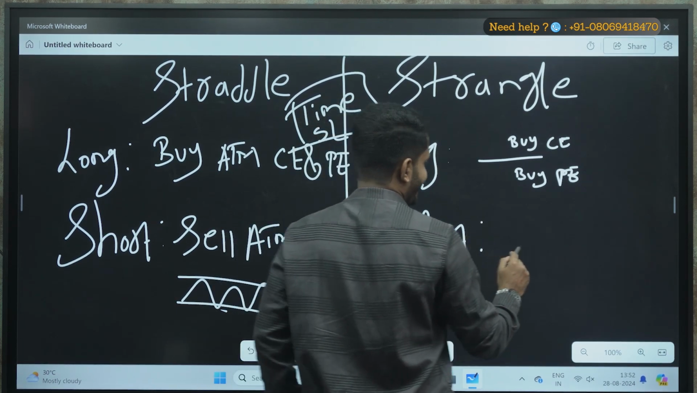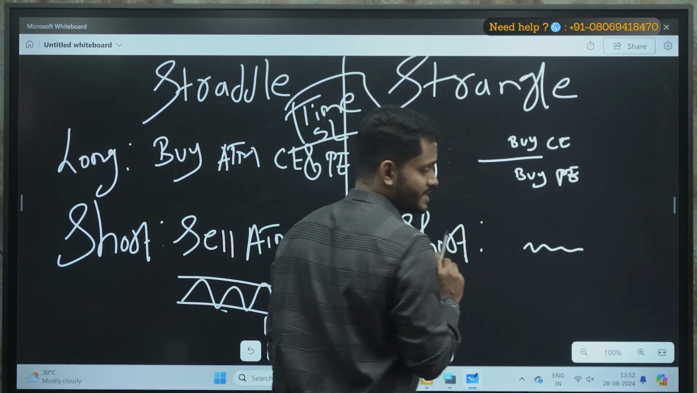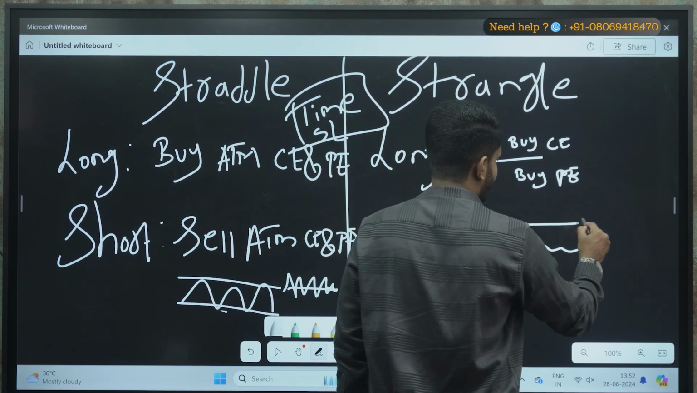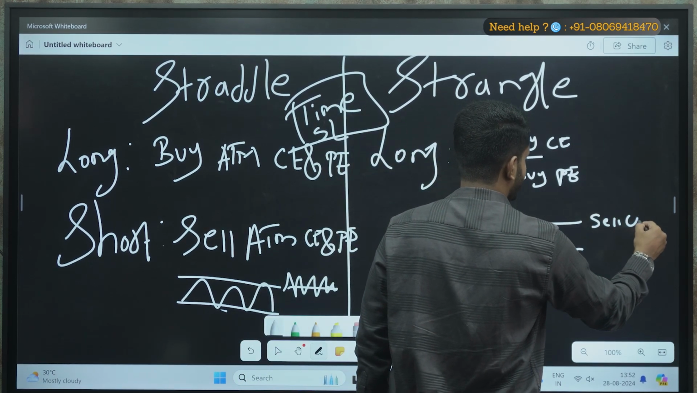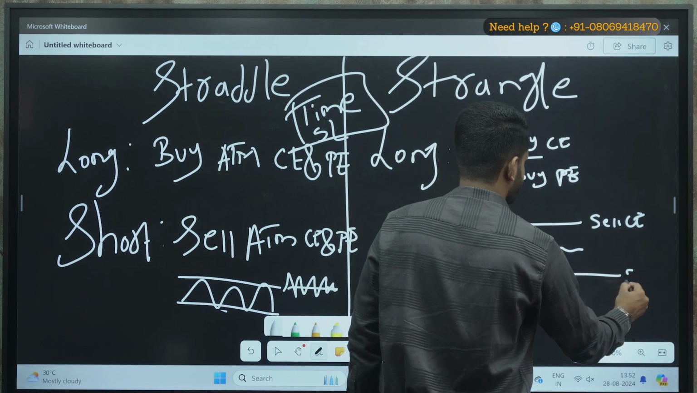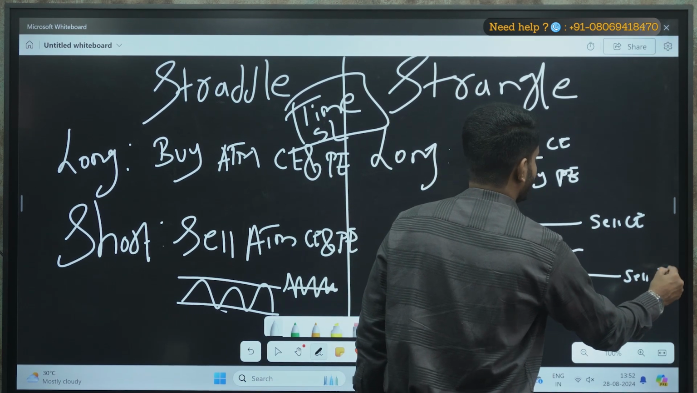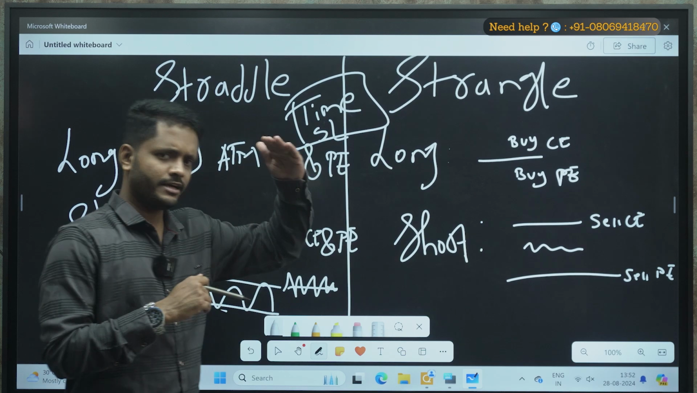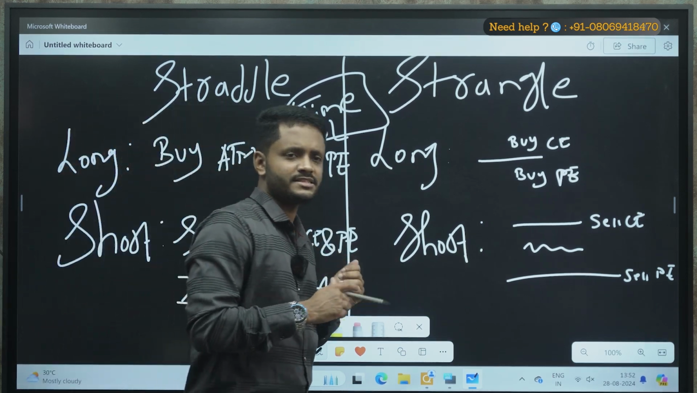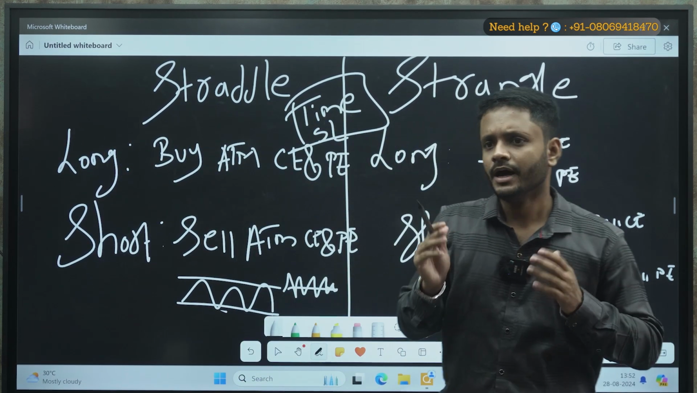Short strangle is again the same. Say for example, the market is oscillating over here, I will go and sell a call at this level, I will go and sell a put. That is again you are making a range. You are selling a call at this level, you are selling a put at this level, and you are expecting the market to move range bound.